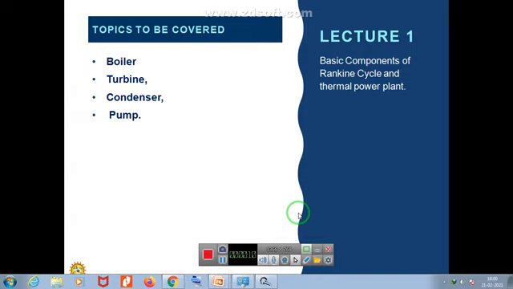The Rankine cycle is generally used in the steam thermal power plant. In this topic we are going to discuss the boiler, turbine, condenser and pump. First we shall see what the Rankine cycle is and what the main components of the Rankine cycle are.